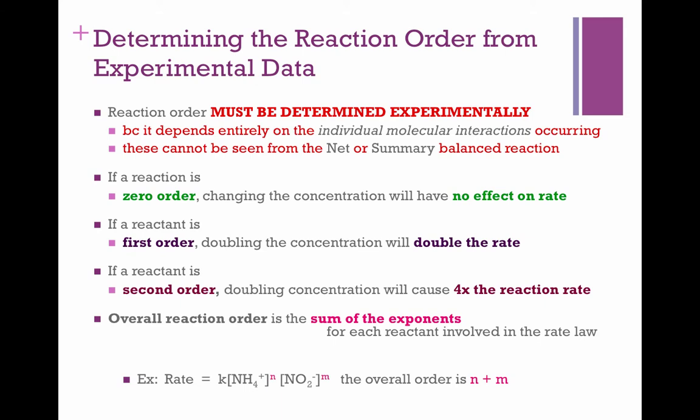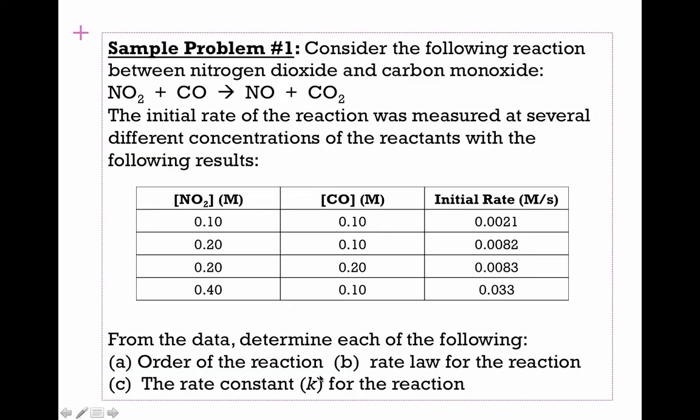In order to get the overall reaction order, you take the sum of the exponents for each reactant involved. So each reactant is going to have its own order. To get the total order, you add them together. So if we look here, the rate is K times the concentration of NH4+ to the N times NO2- to the M. To get the overall order, you add this exponent here, N, and this exponent here, M.